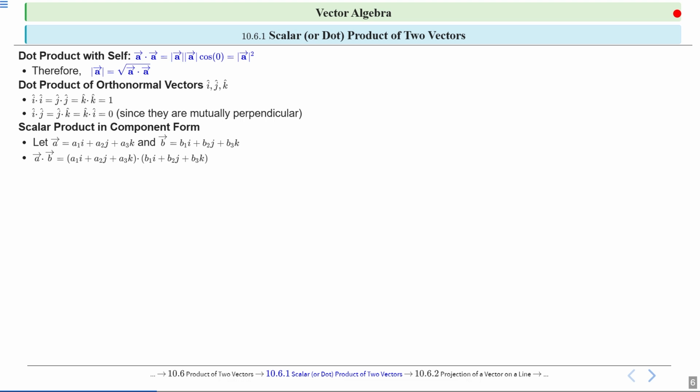For vectors A vector = A1 I cap plus A2 J cap plus A3 K cap, and B vector = B1 I cap plus B2 J cap plus B3 K cap, the dot product A vector dot B vector is calculated by expanding the expression (A1 I cap plus A2 J cap plus A3 K cap) dot (B1 I cap plus B2 J cap plus B3 K cap). This involves multiplying each component of A vector with each component of B vector.